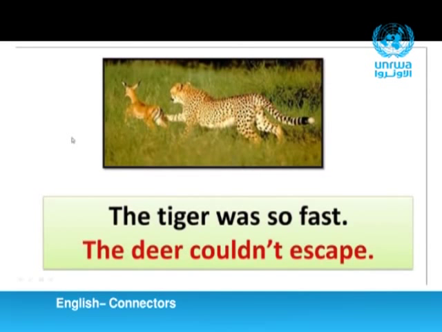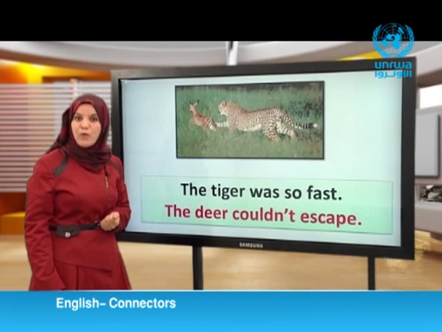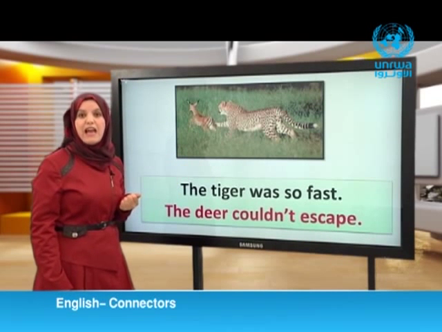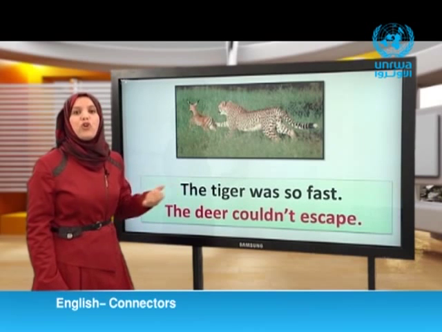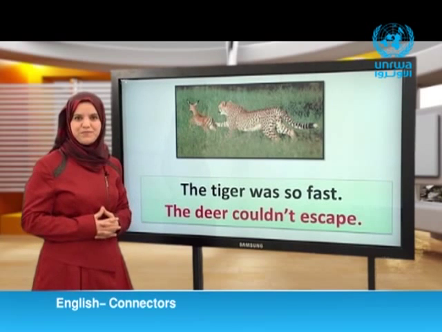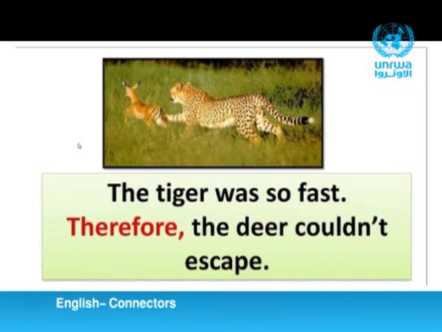Now look, can you join these two sentences? The tiger was so fast. The deer couldn't escape. Again, we have a reason and we have a result. Now, let's use therefore to connect the two sentences. What is the answer? The tiger was so fast, therefore the deer couldn't escape.